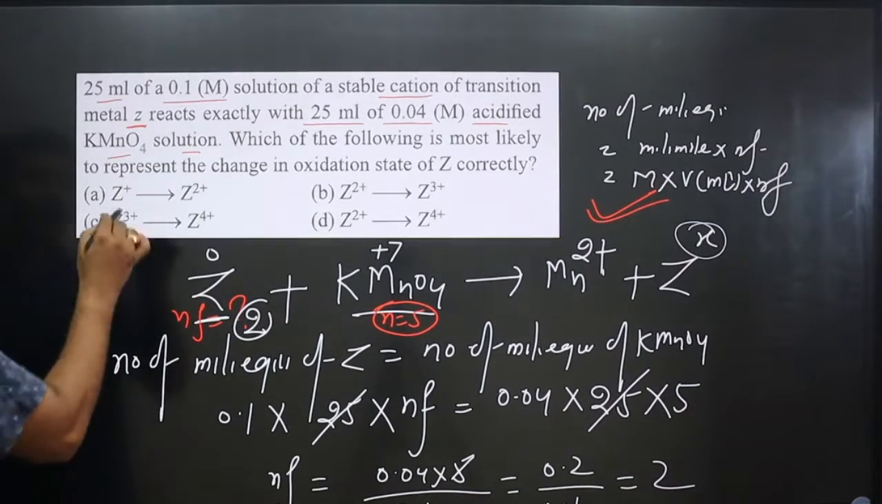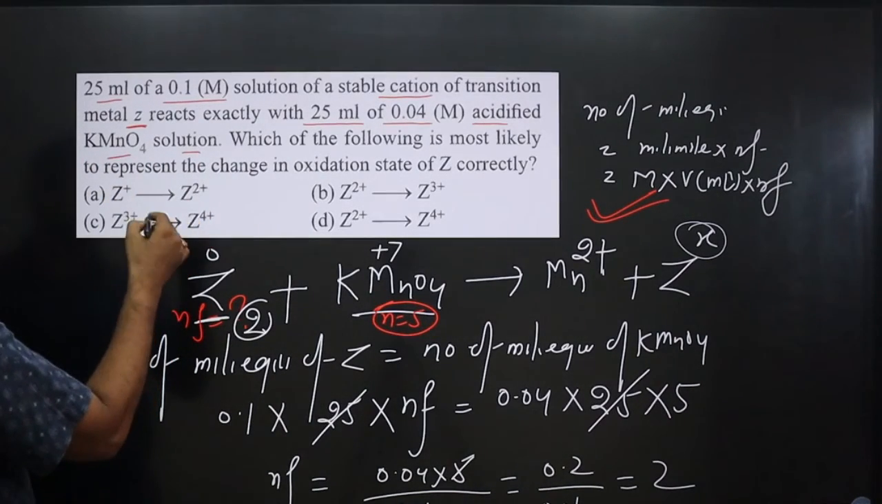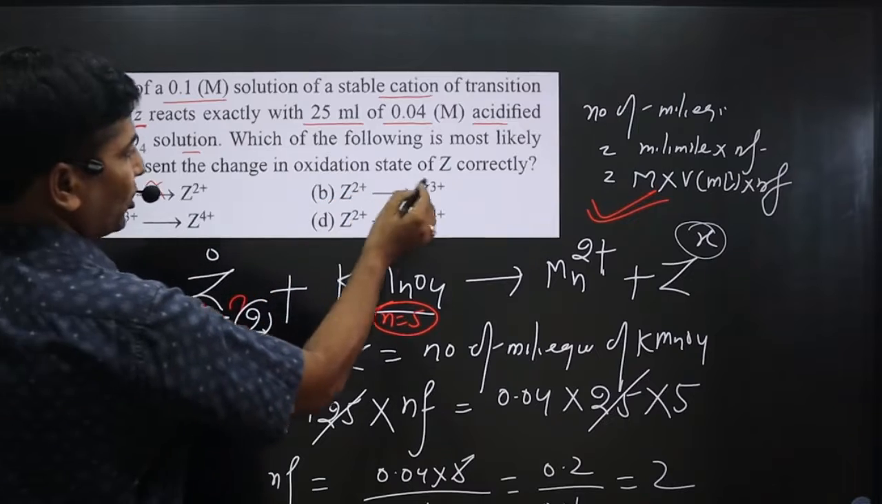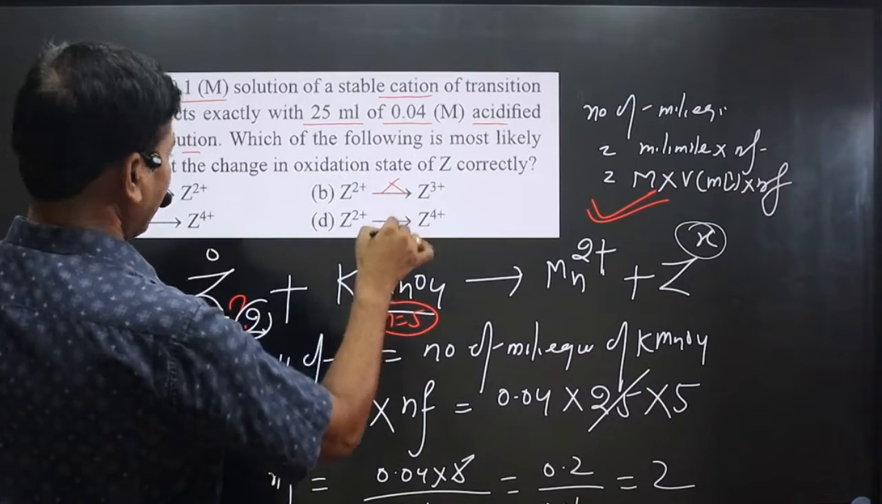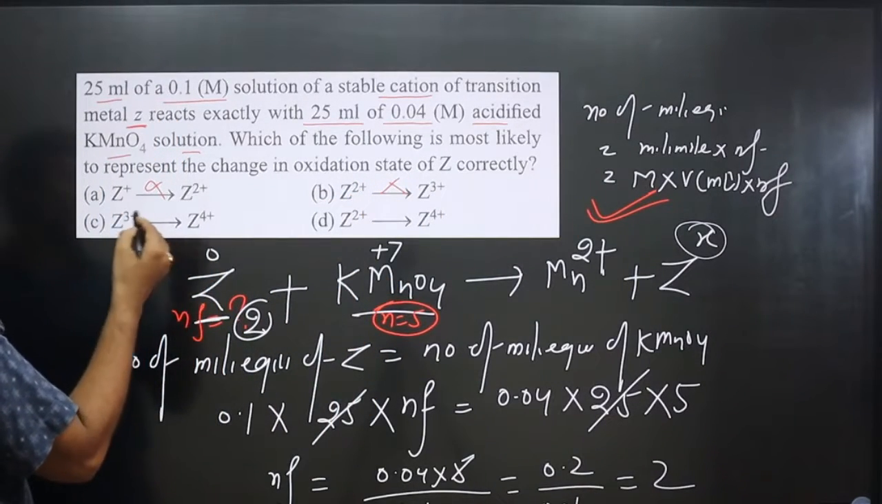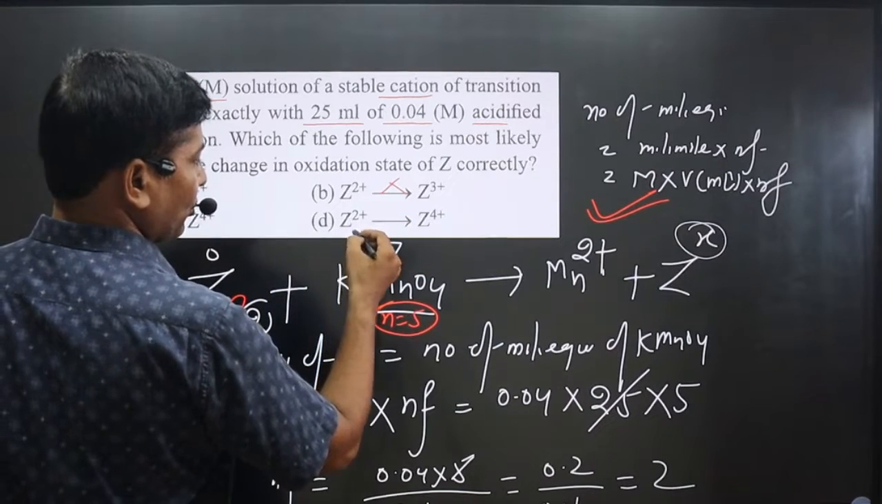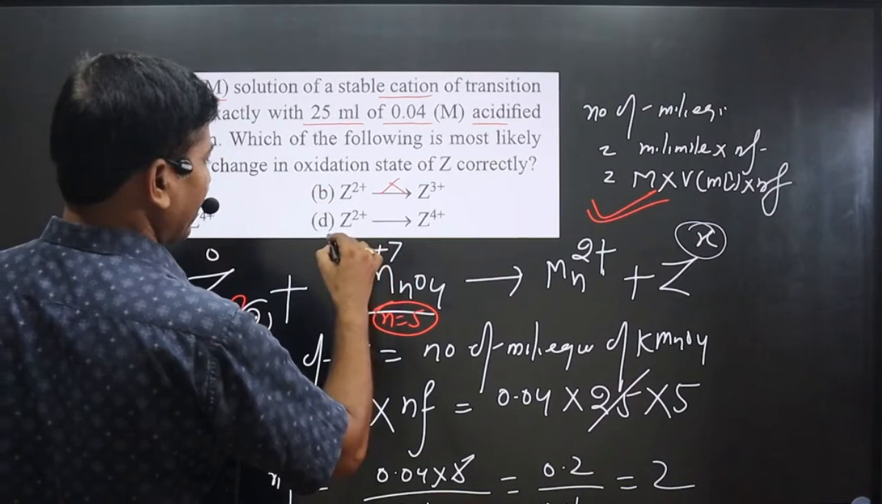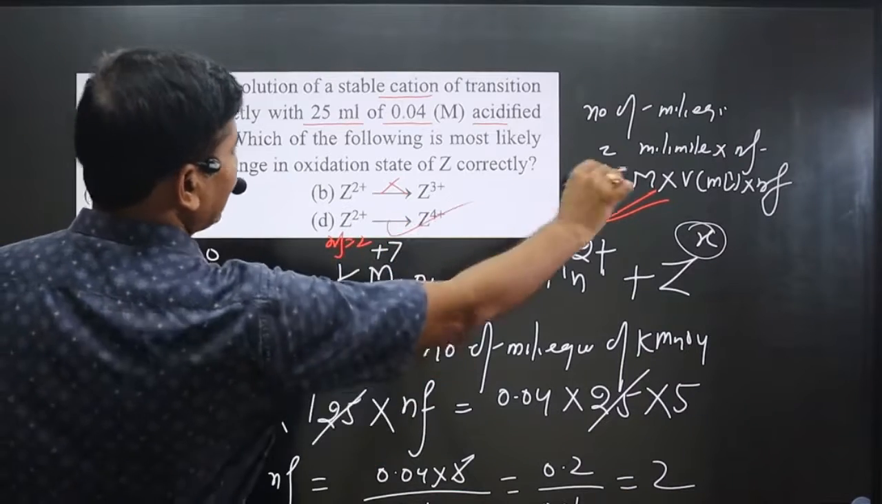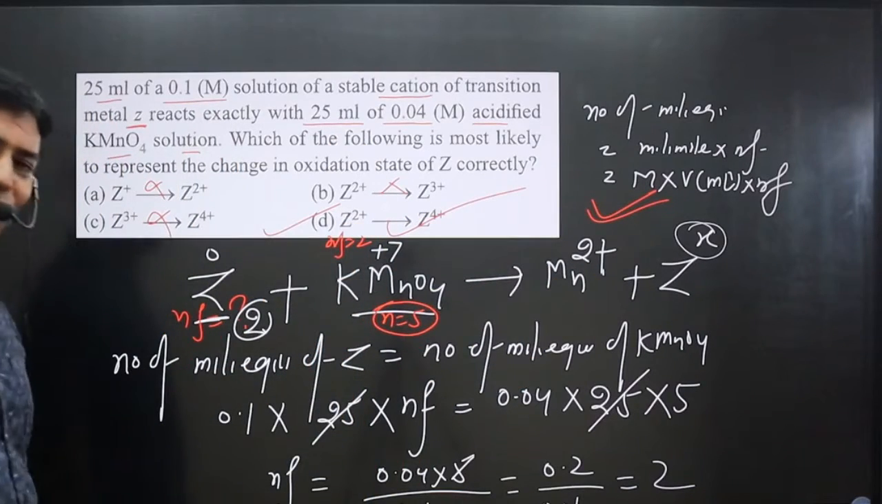So let's calculate. Plus 1 and plus 2: 2 minus 1 is equal to 1. No, it is not correct. Plus 2 and plus 3: 3 minus 2 is equal to 1. It is not correct. Plus 4 and plus 3: 4 minus 3 is equal to 1. It is not correct. Plus 4 and plus 2: 4 minus 2 is equal to 2, and the n factor value we are getting is 2. Then it is correct. Option D is correct. Very interesting question.